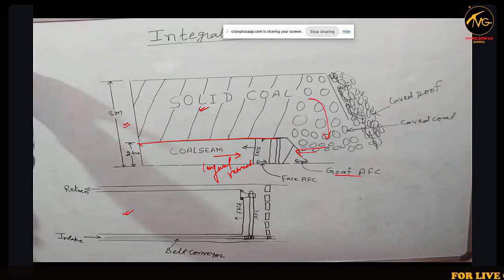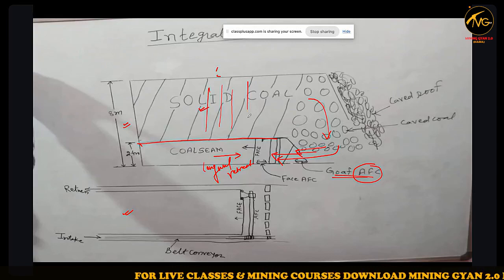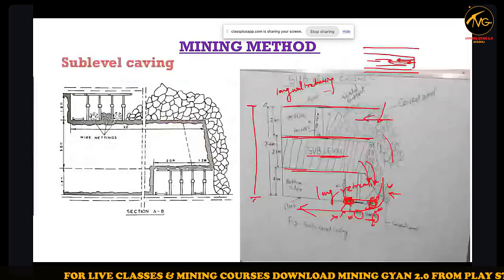When we are coming back, this coal will fall down. We use GOF AFC, matlab conveyor, to transport this coal, and we get our integrated sub level caving. Because this is integrated coal seam hai, so we call it integrated sub level caving.